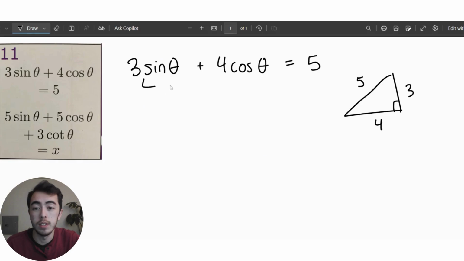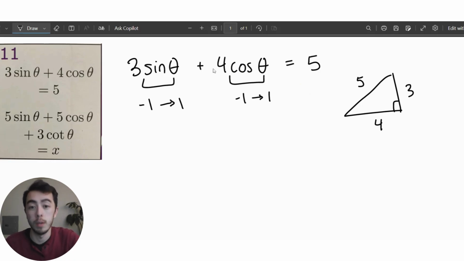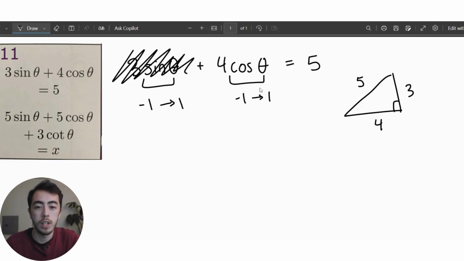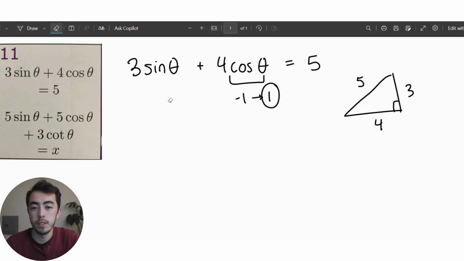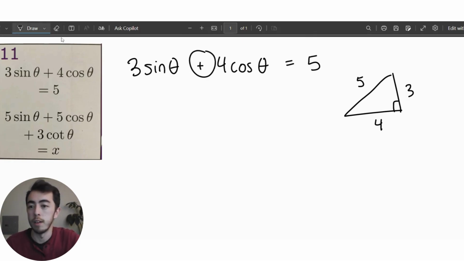I at least know that sine and cosine, their range of values go from -1 to 1 at most. And so both this sine part and this cosine part need to be working together to create a 5. For example, if I didn't have the sine part right here, 4 times 1, the maximum value, will not get me to 5. So I need both of these parts to be positive and working together to sum to a 5.